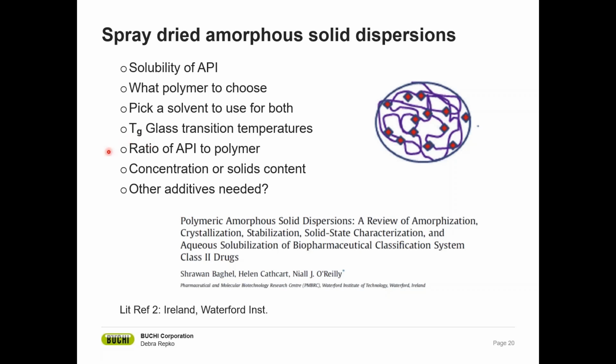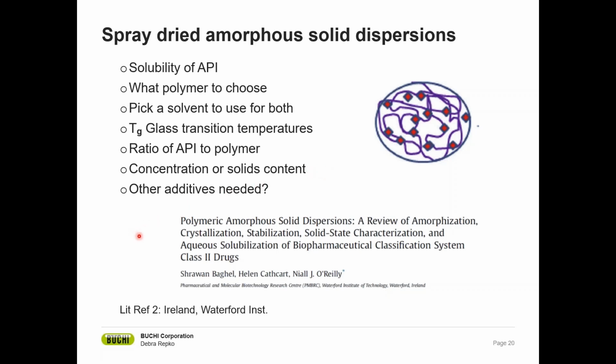Once again, this theme of proper ratio of our API to our polymer, and the concentration or solids content. Within the pharma market, because things are poorly soluble, we tend to be at a low percent solids, typically less than 10%, could be as low as a couple of percent solids. And what other additives do I need? Do I need a surfactant? Do I need a dispersant?